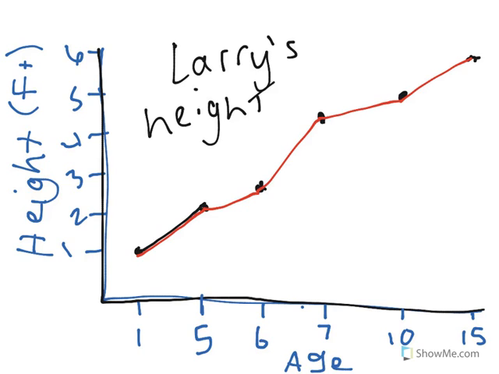This is a graph that shows Larry's height, and it shows how high he is going up this side and how old he is going up this side. I want you to look and see what the error is in the way this graph was put together, and write down what is the misleading part about this graph. We will talk about it tomorrow.